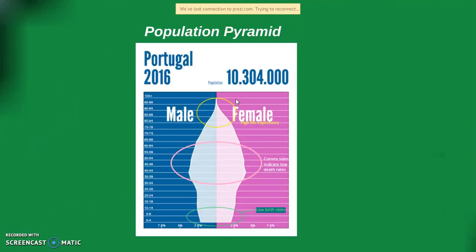This is the population pyramid for Portugal, but relatively the same for all stage 5 countries. But we can see there's high life expectancy where people are starting to live even up to 94. And basically the population pyramid shows the percentage of people in the population for their age group. These convex sides indicate their low birth rates for these ages, so above 30 and below 65. We can see from this population pyramid that there are low birth rates.